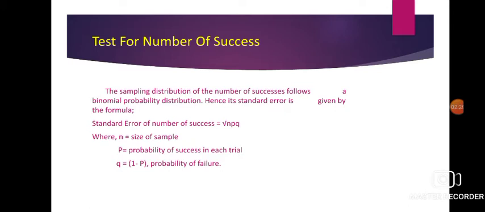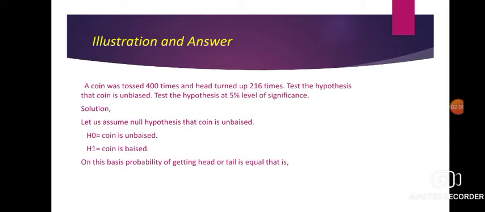The sampling distribution of the number of successes follows a binomial probability distribution. Hence, its standard error is given by the formula: standard error of number of successes is equal to root NPQ, where n is equal to size of sample, p is equal to probability of success in each trial, and q is equal to 1 minus p, that is probability of failure. And now I am going to illustrate one problem of test for number of success.